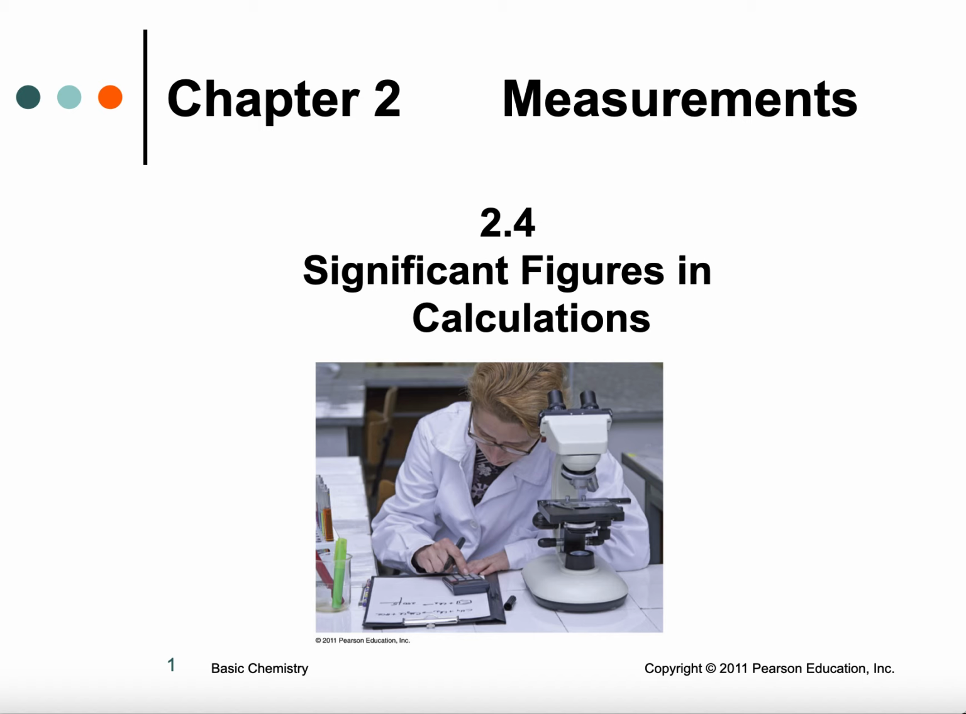Section 2.4, Significant Figures in Calculations. Here is where everyone hates my guts. When you are doing math with measured numbers, you have to know how iffy your measurements were, because that is embedded in the answer. So I'm going to give you a scenario.